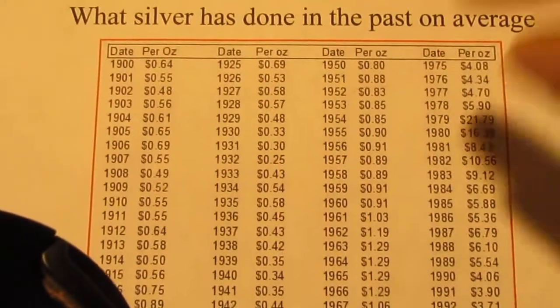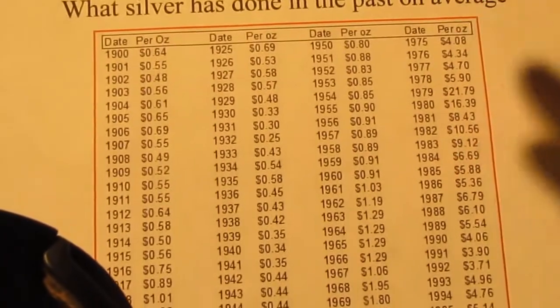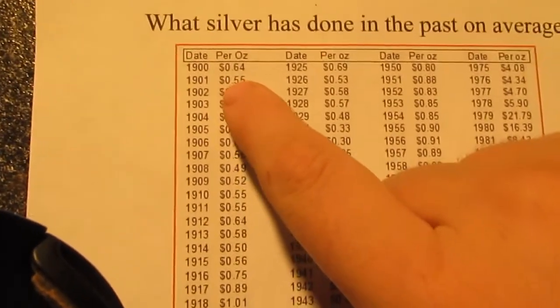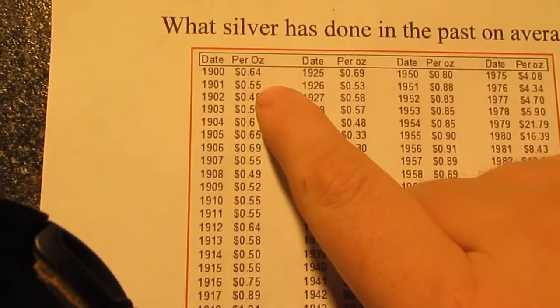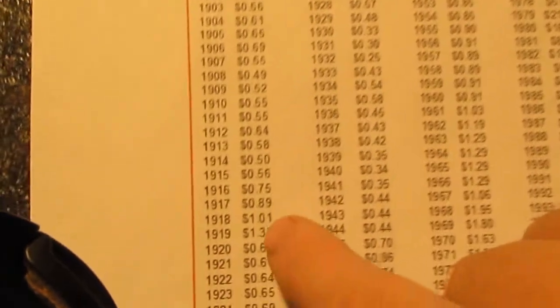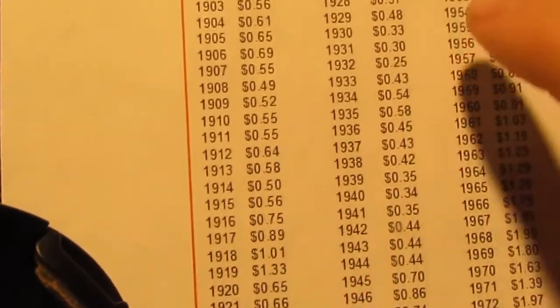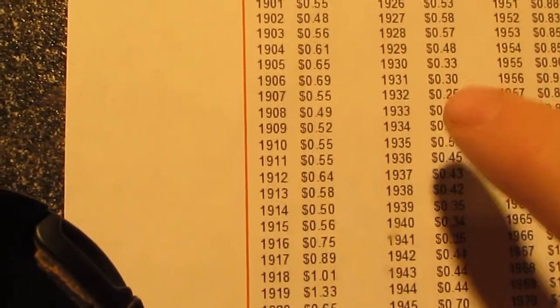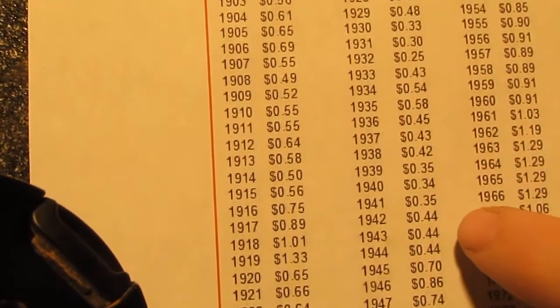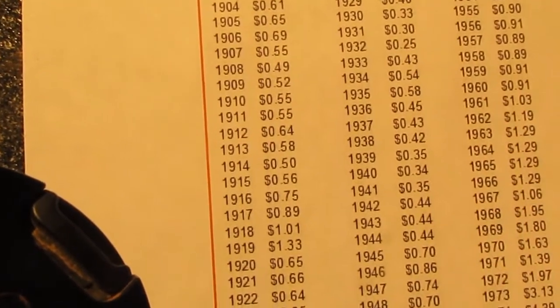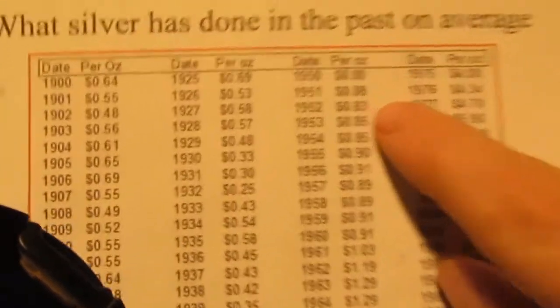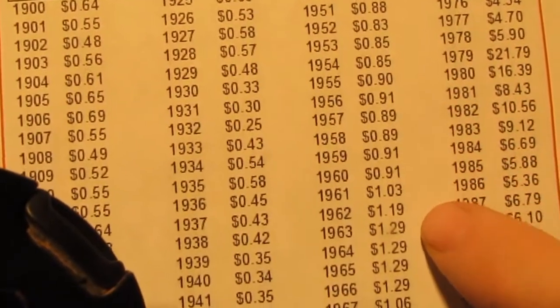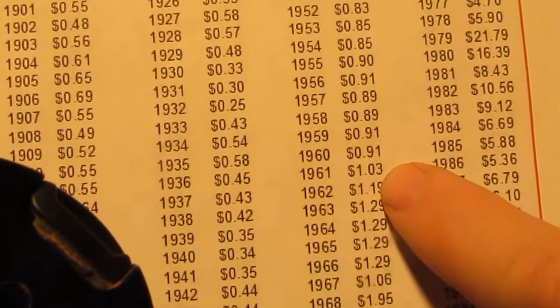This is a chart from my book. I'll try and show a little bit better later. Okay, 1900s, silver was 64 cents an ounce, and so on, and it spiked here and there, but an average was anywhere from 64 to 35 cents, 84 cents, 73 cents, 80 cents, 88.3. Finally, 1961, it finally went to $1.